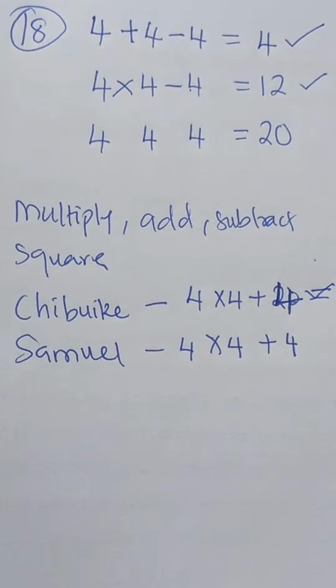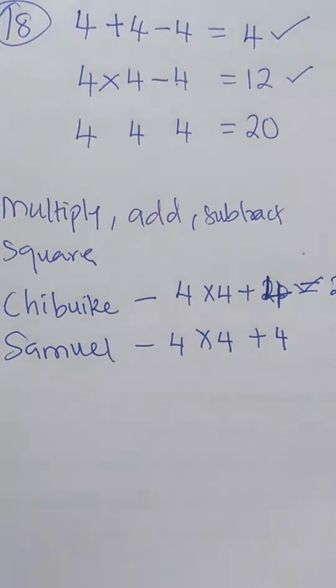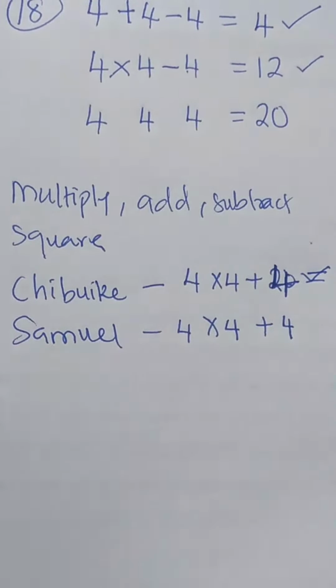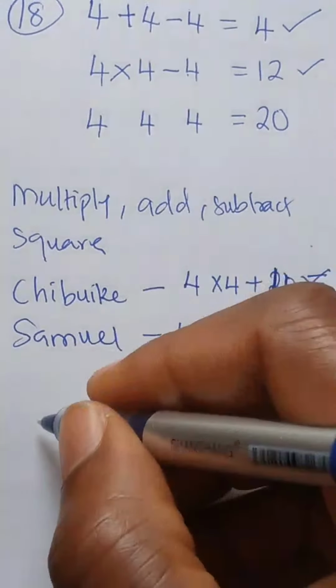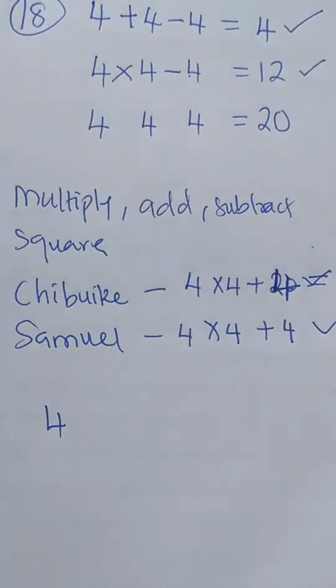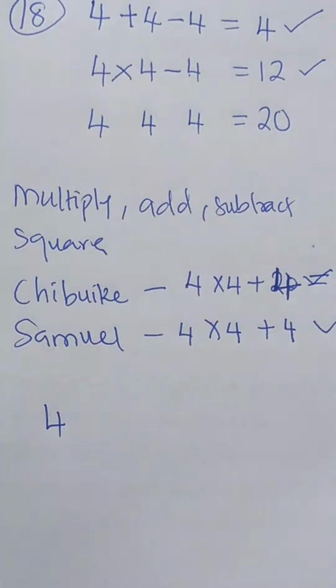Chibike and Samuel got it correctly, but let me try something. I want to try something. Let's see whether it will work. All right, don't conclude yet. So I have 4. These ones are very correct. Chibike and Samuel are amazingly correct. 4 squared plus 4. Yes, that is 4 times 4 plus 4.